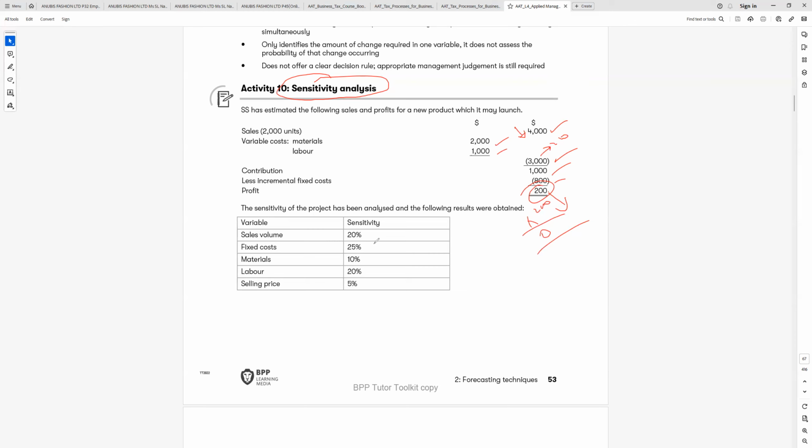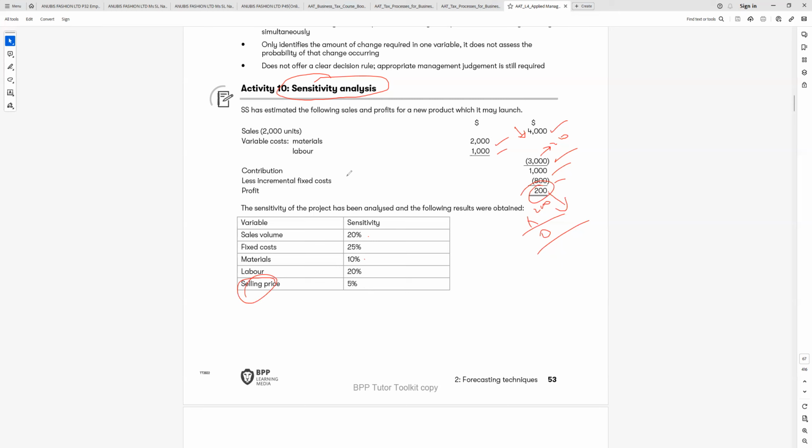On top of that, the sales volume has 20% sensitivity. So if the sales volume goes down by 20%, then you will make a loss. If the fixed cost increases by 25%, you will make a loss. Material, if the cost increases by 10%, then you will make a loss. Labor increased by 20%, then you make a loss. And if the selling price decreases by 5%, then you make a loss.